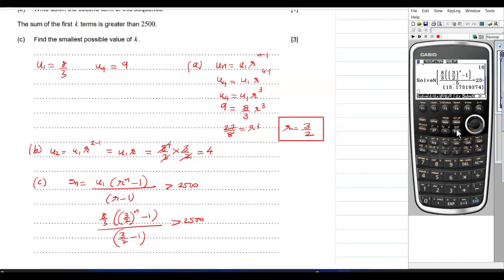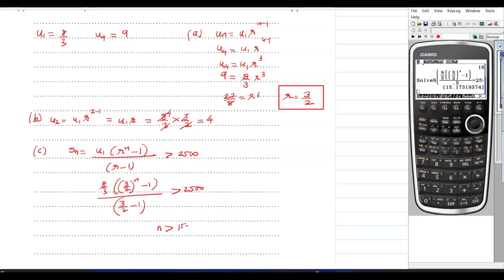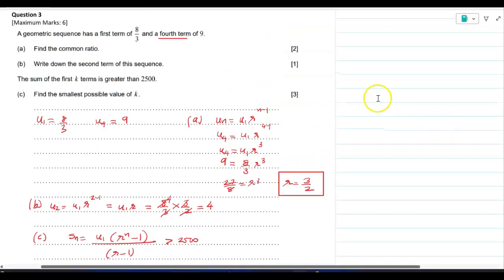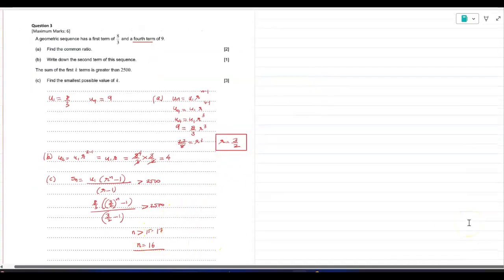So what's your answer? 15.17. So n is greater than 15.17. So what will your n be? 16. Follow? So for the sum of k terms, your k will be 16 basically.